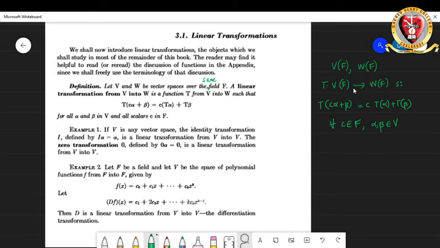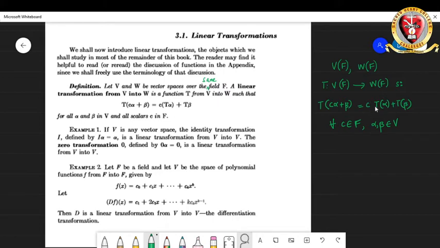Why does the fact that both vector spaces should have the same field come into the picture? Because here you have C coming from F, alpha is in V, so C alpha is in V. Beta is in V, so C alpha plus beta will be in V. So this is an element totally inside V, so that is okay.